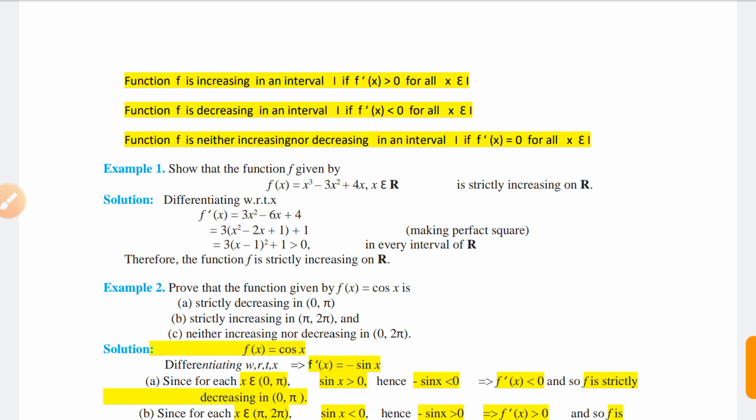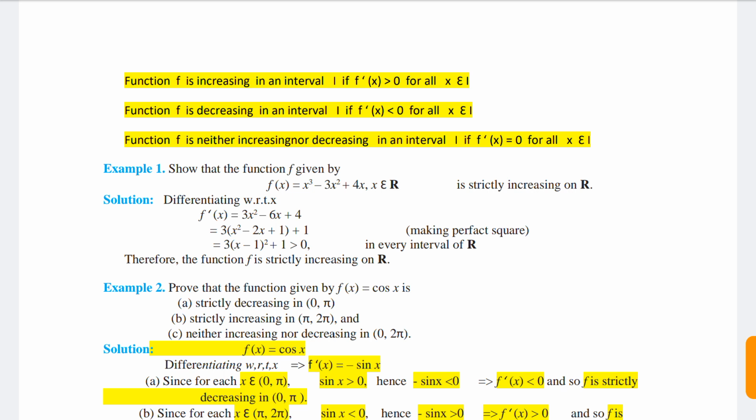What are our steps? Given a function, we first have to differentiate it. Just see in the example. Show that the function f given by f(x) = x^3 - 3x^2 + 4x, x belongs to R, the real set. First step, we differentiate the function with respect to x. We get f'(x) = 3x^2 - 6x + 4.